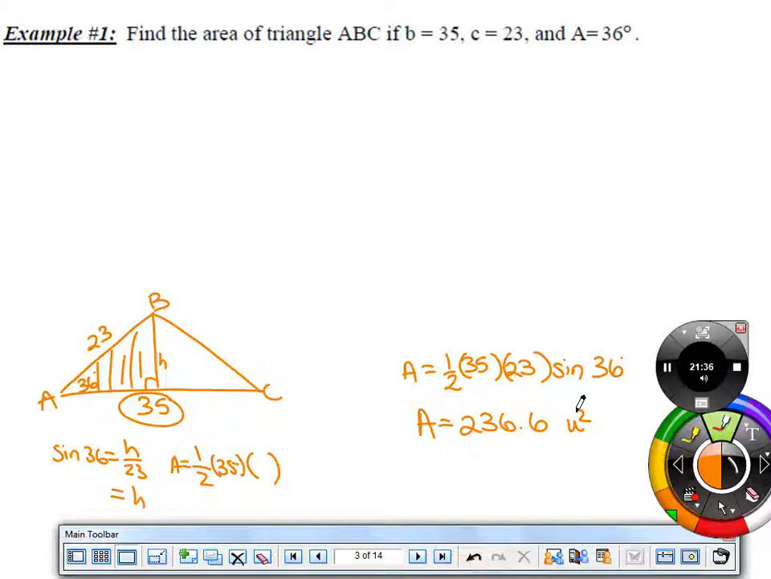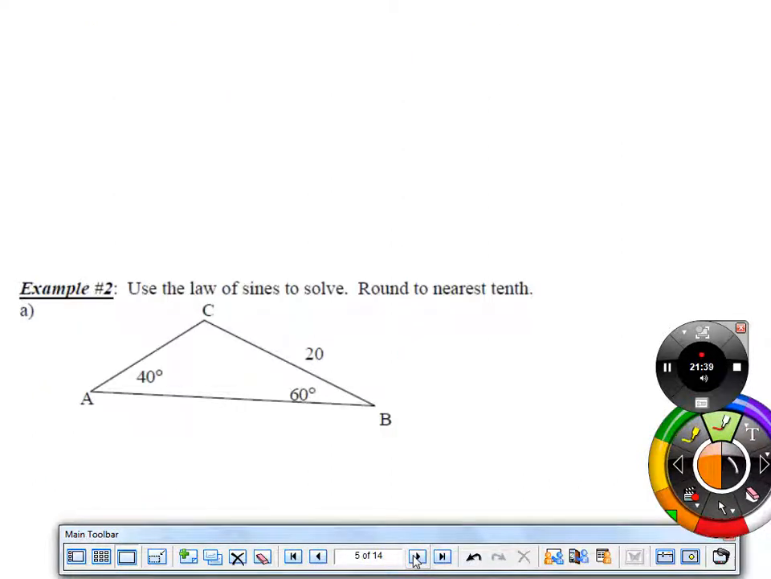Okay, so now let's see how we can use the law of sines. Should I do that? Okay. Now, small warning.